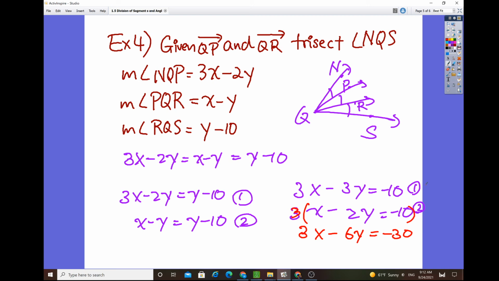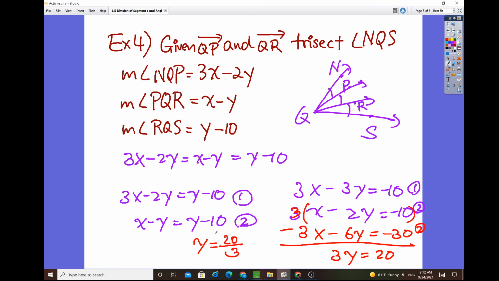Then compare that to the first equation. 3x is what they share in common, so we can subtract. 3x minus 3x cancels. Negative 3y minus negative 6y is 3y, because negative times negative is positive. Negative 10 minus negative 30 is positive 20. So y equals 20 over 3.